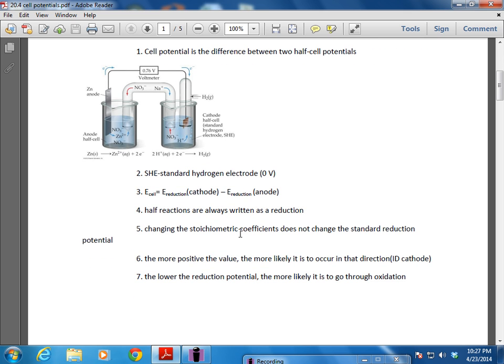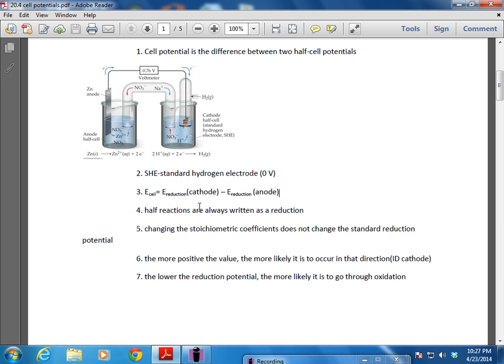The key equation that you're going to want to use is this one here. If you want to find the electromotive force or the electrical potential energy, if you take the electrical voltage from the reduction at the cathode minus what you get from the anode, you're going to find the overall E of the cell. Half reactions are always written as a standard reduction. If you happen to flip one of the reactions, that becomes the oxidation part of it, you change the sign, kind of like in Hess's law.